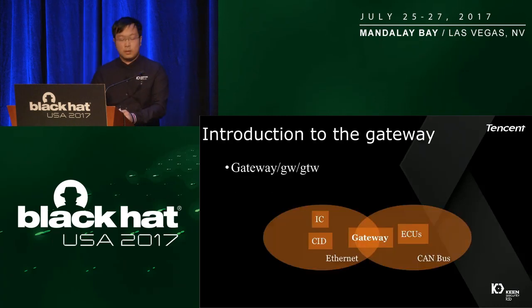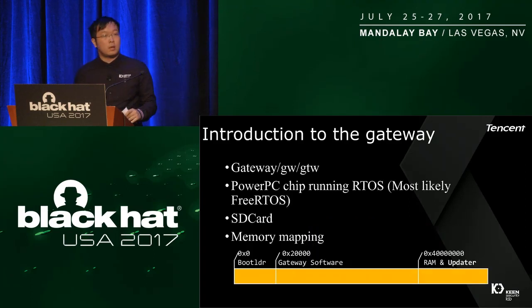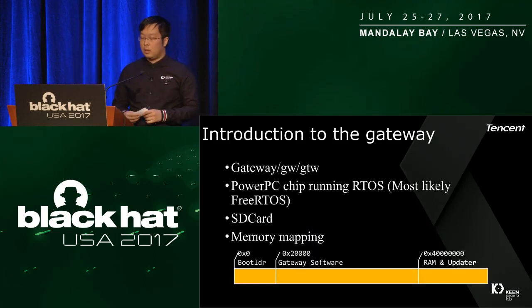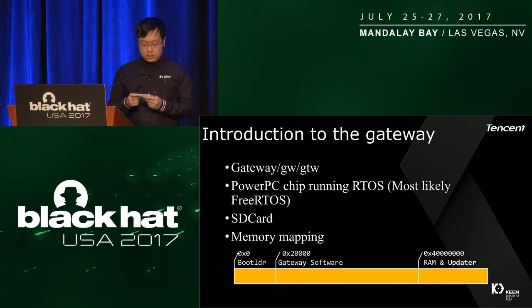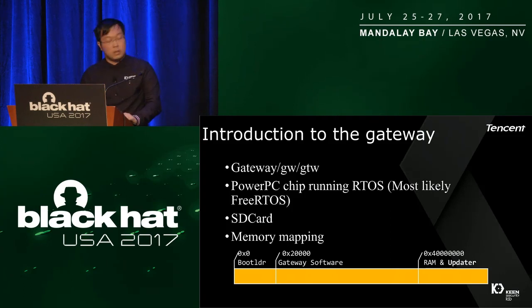So first, here is the gateway. The gateway is the only way to talk between the CID and other ECUs, between the Ethernet and the CAN bus, so you can only use it to access the CAN bus. It actually is a PowerPC chip running an RTOS, most likely FreeRTOS. And it contains an SD card with a FATFS. This is the only source to read and write update software and logs, so you can find some interesting files in it.